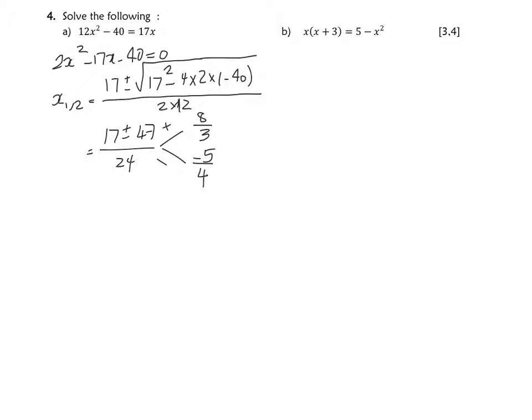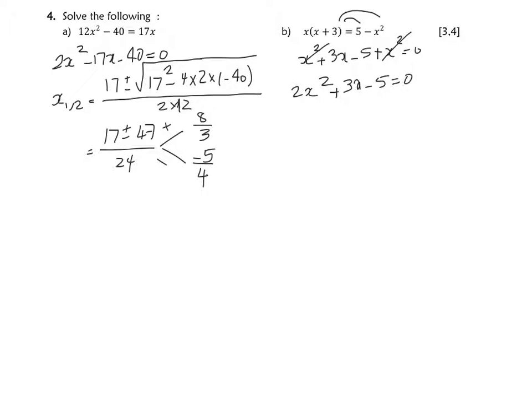The next question is x times x plus 3 is equal to 5 minus x squared. I'm going to expand x times x plus 3 and then move these two to the left. So I get x times x is x squared plus 3x minus 5 plus x squared is equal to 0. X squared plus x squared is 2x squared plus 3x minus 5 is equal to 0.